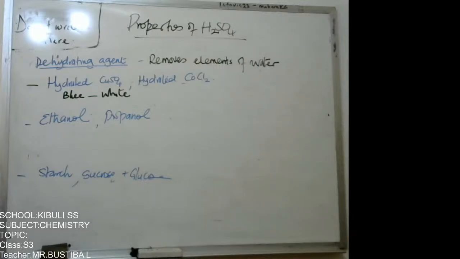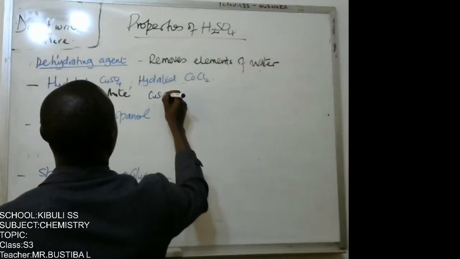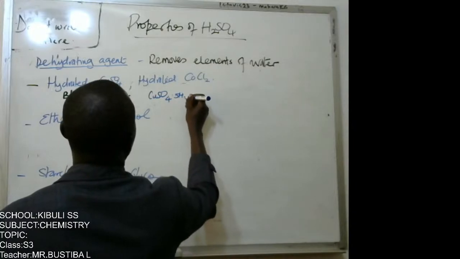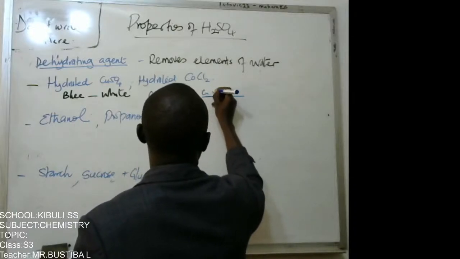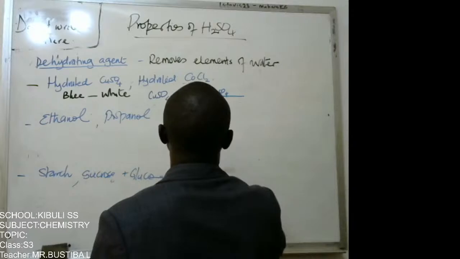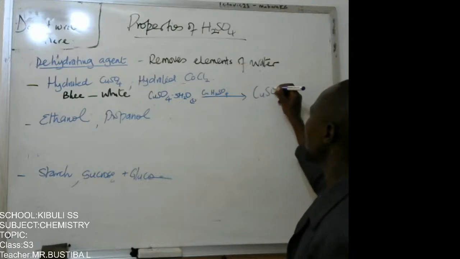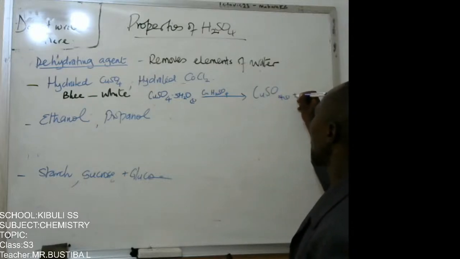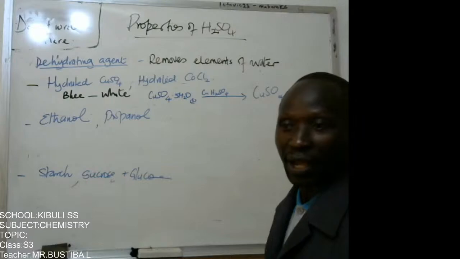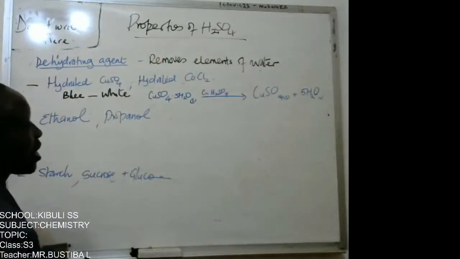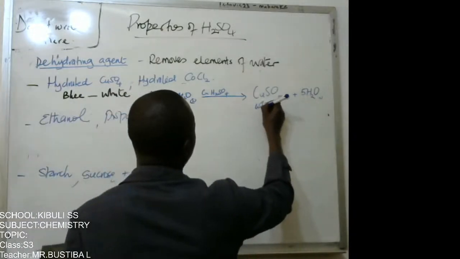If I'm to use an equation, the equation is as follows. Copper 2 sulfate has about 5 molecules of water of crystallization, which is a blue solid. The moment you put concentrated sulfuric acid into copper 2 sulfate, it changes to copper 2 sulfate, which remains a solid, but these 5 elements of water will have been removed and be part of the acid. So the acid concentration changes. This one we know from our chemistry is blue, and this one I know it is white.